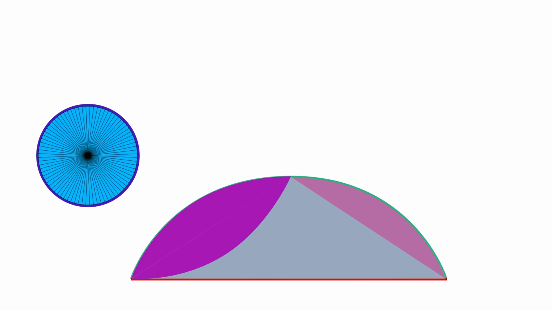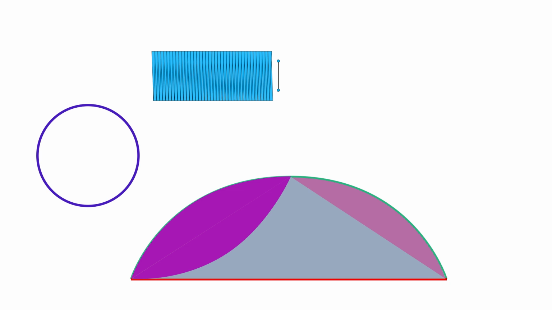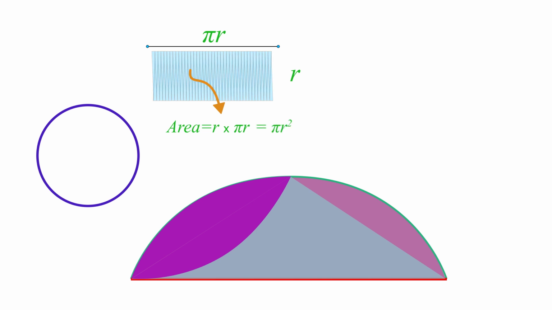To find the area of the circle, imagine breaking it into wedges. Each wedge has a height equal to the radius, a width equal to 1/2 of the circumference, which is pi times the radius. The area of the rectangle, and thus the circle, is the radius multiplied by pi times the radius, which equals pi times the radius squared.